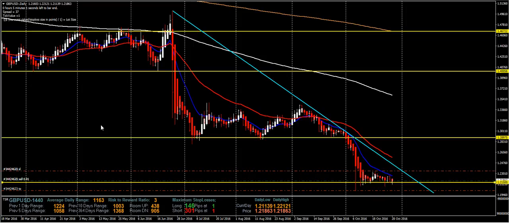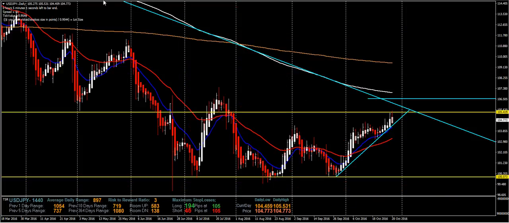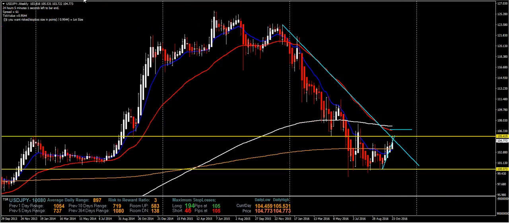Let's look at one more pair. I don't want to make this video too long. Let's take a look at the US dollar, Japanese yen. Okay, so we're on the weekly chart. Again, it's been in a nice downtrend for quite a while.